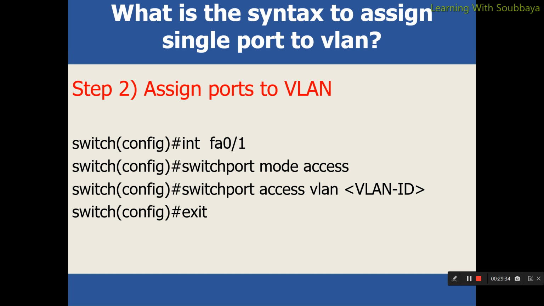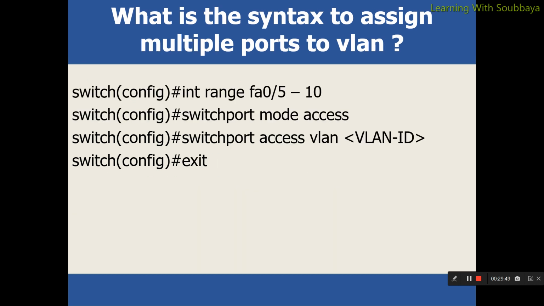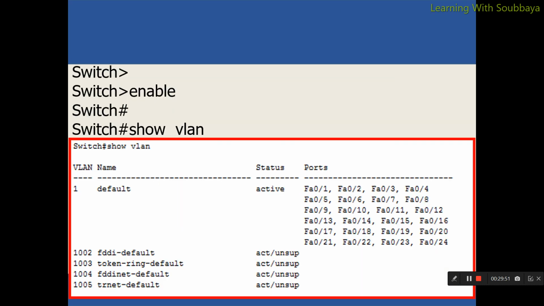Go to the particular interface here, FA0/1. Switchport mode access. Switchport access vlan ID. These are the steps we have to follow. We'll discuss later why we are naming it an access port. First we will configure the setup.